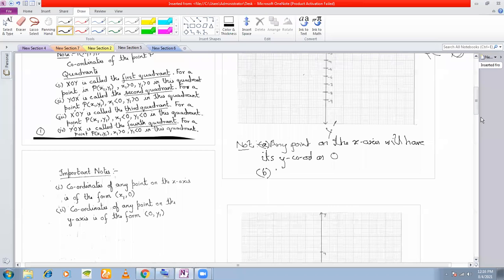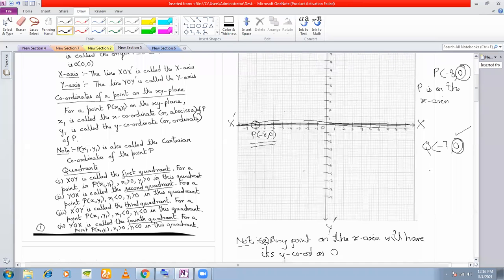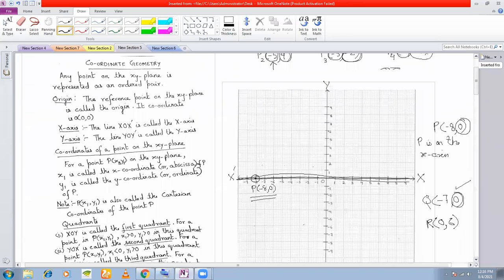Second note. Now suppose if I give you a point R, 0, 6. How will you locate this point? 0, 6 will be here. All of you agree? Yes, sir. Now that you agree that 0, 6 will be here, what do you see? This point is on which line? This point is on this vertical line, on the y-axis, right? And on the y-axis, what do you see? The x coordinate is 0.